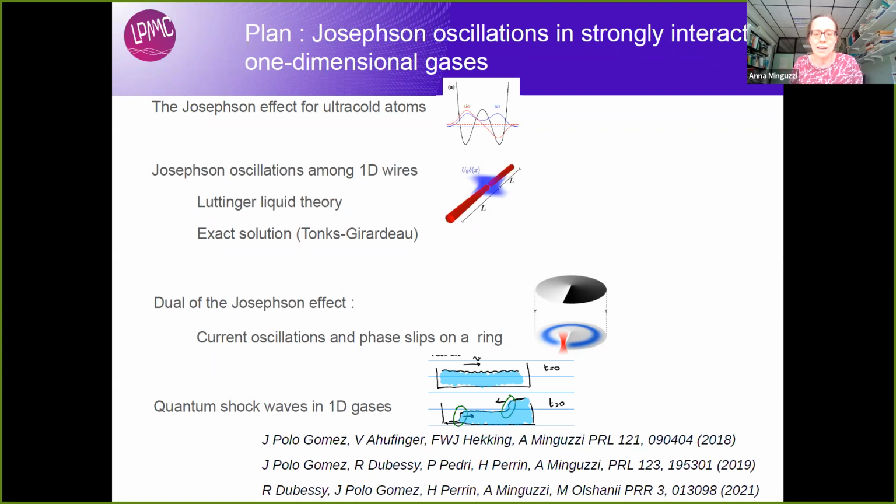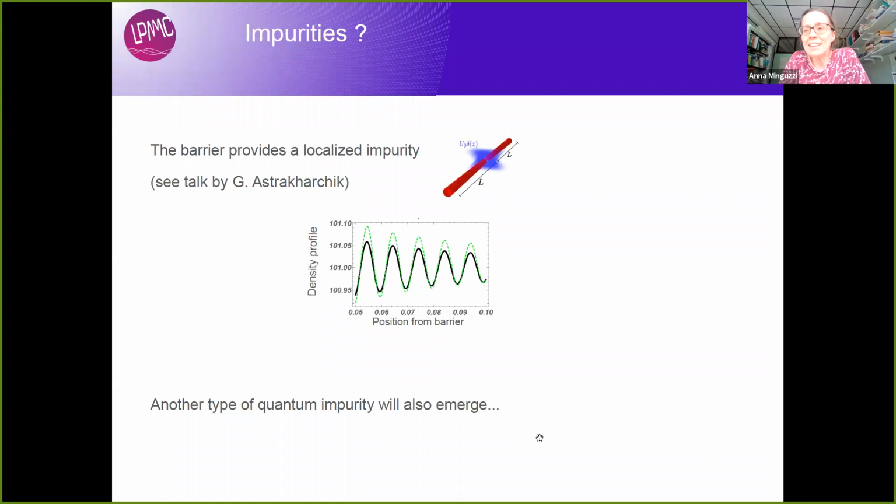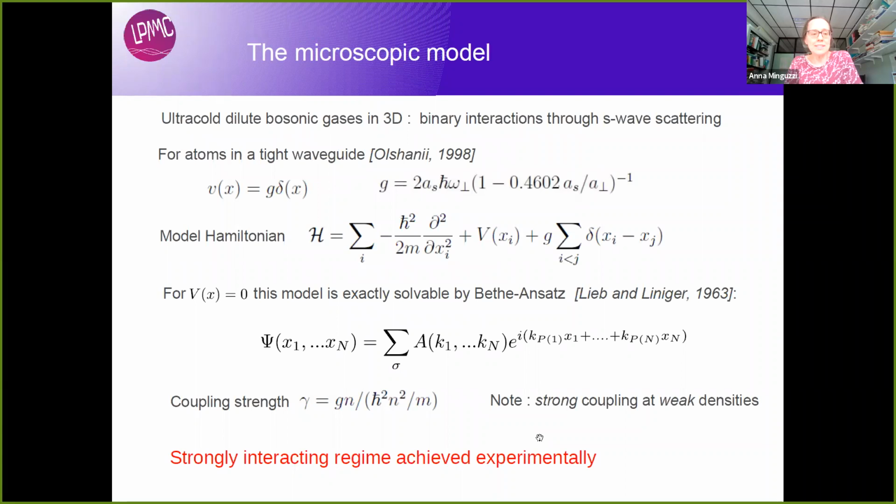So, and let me also make a small comment. Indeed, this is a workshop about impurities. So the first idea is that if you take a barrier, it's a localized impurity. And we had a talk by Grigory Astrakharchik explaining some effects associated to that. And also I announced, but I will detail more, that another type of quantum impurity will emerge in this problem. So stay tuned.